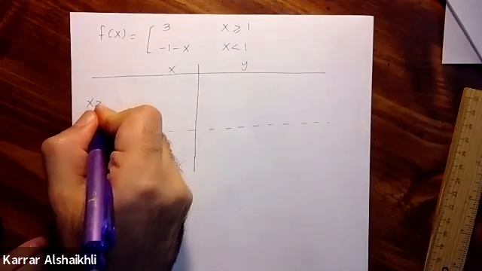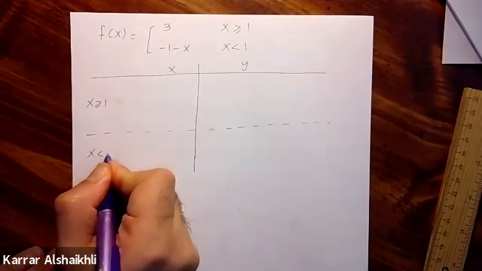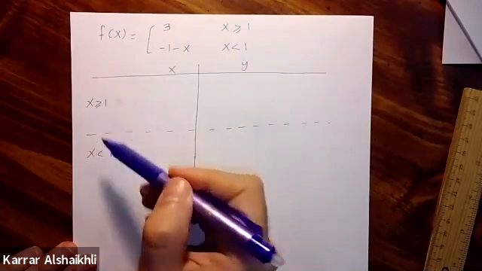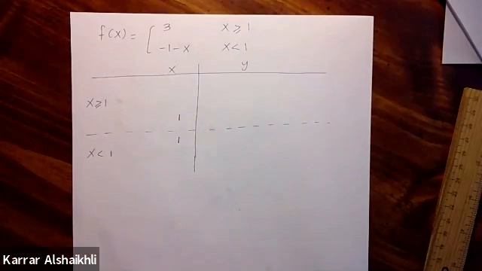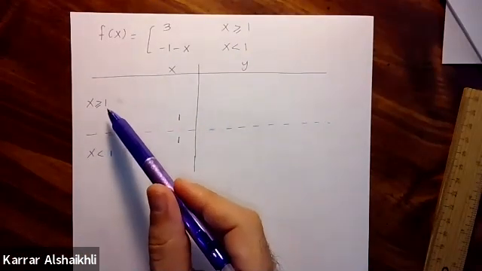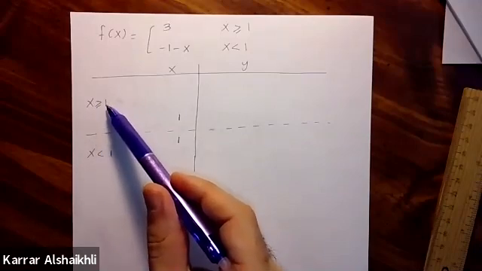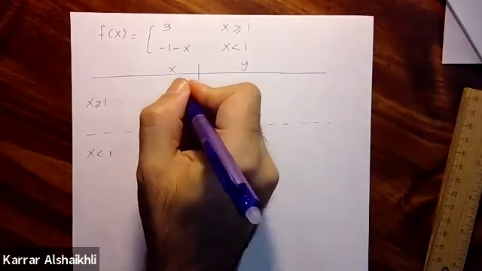X greater than or equal to 1. X less than 1. Now you see these 2 points, 1 and 1. I'm going to write down 1 and 1 here. Let's start graphing the first piece. I need to choose a number greater than 1. Let's choose 2.